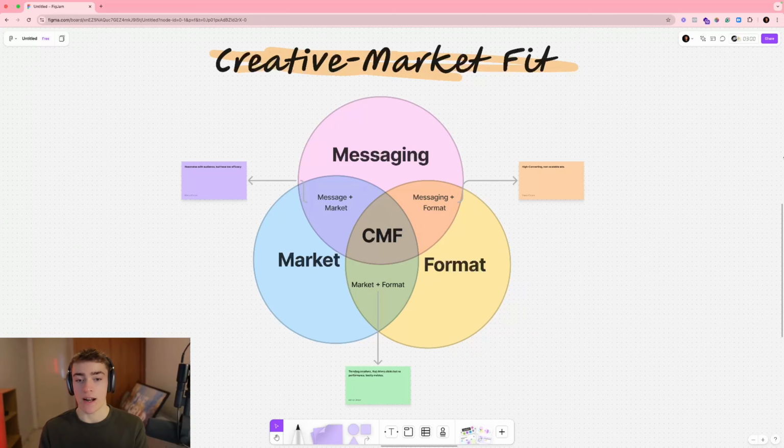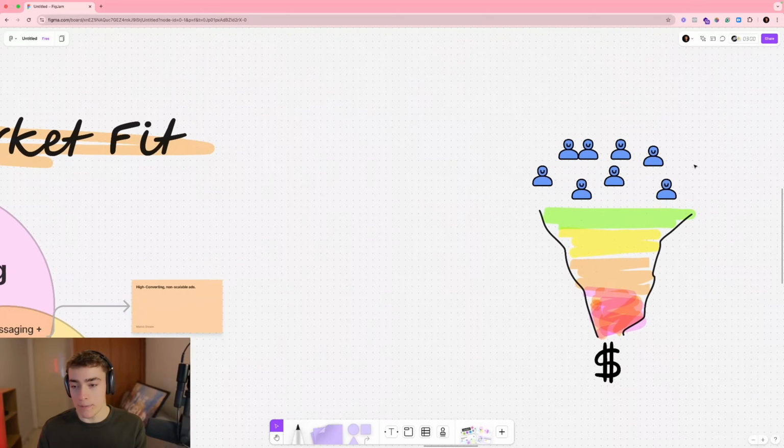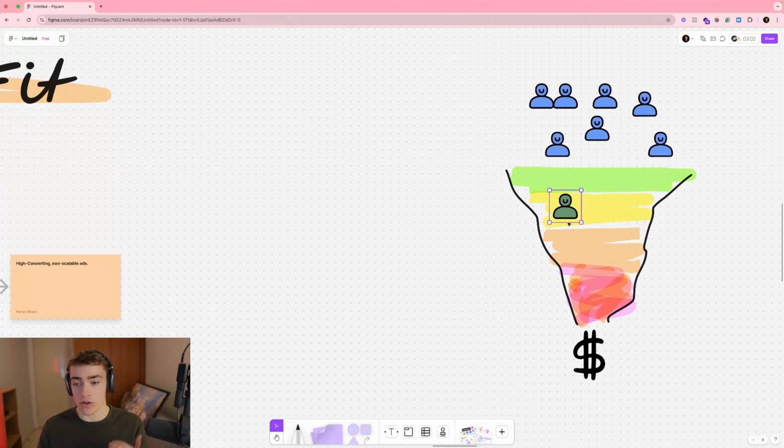After we've worked with dozens of brands and made hundreds of ads, I almost always found that the best ads that we made had the market on point, the messaging on point, and the format on point. If you nail these three things and find creative market fit, you'll be able to really easily convert customers down the funnel, no matter what awareness stage they're in.